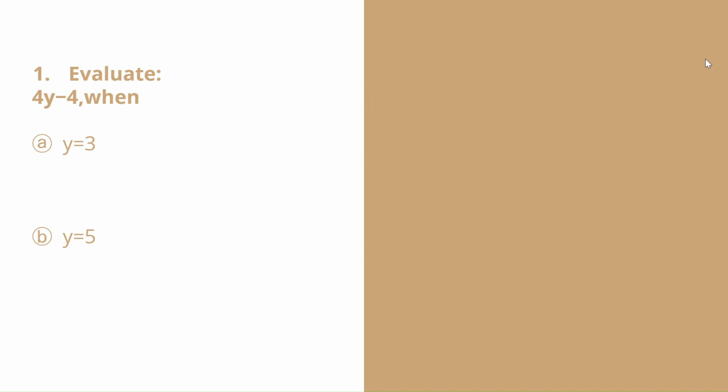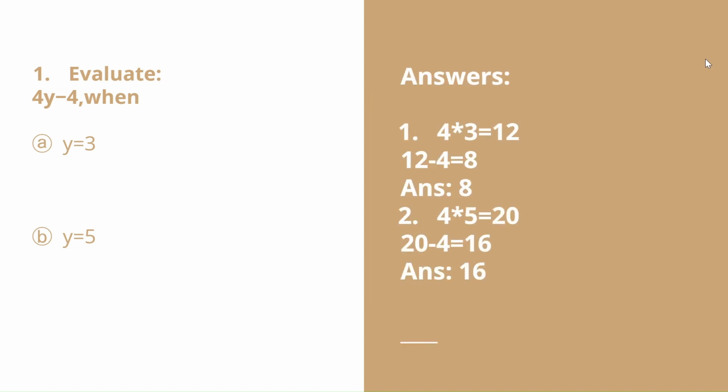Okay, the answer is 4 times 3 equals 12. 12 minus 4 equals 8, so the answer is 8. And 4 times 5 equals 20. 20 minus 4 equals 16. So the answer is 16.